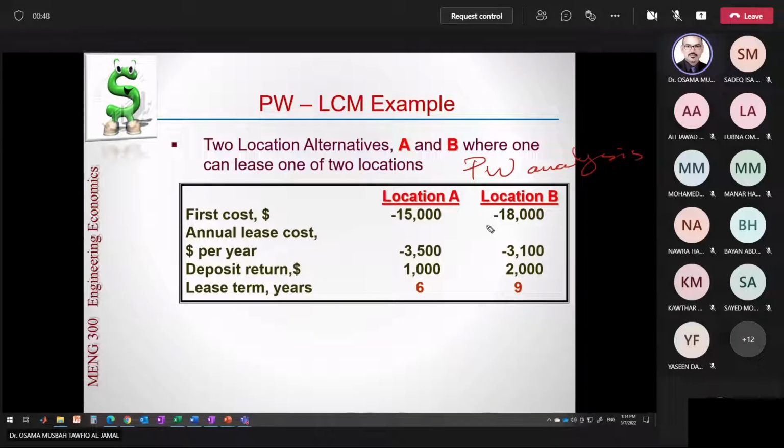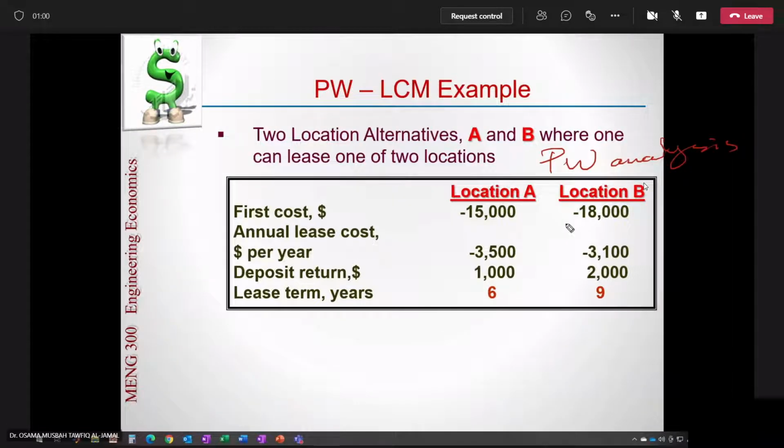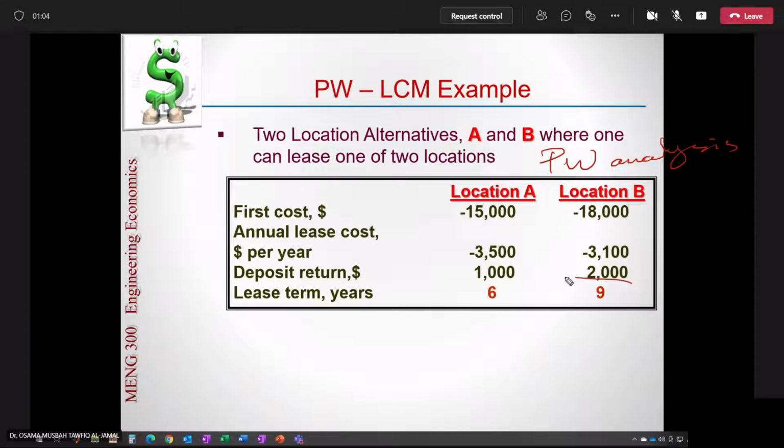On present worth, what am I supposed to do? What's the first thing I have to check? We should check if the year is the same or not. Yes, that's the first thing to be checked. The first one is 6 years, the second one 9 years. So can we use equal life?